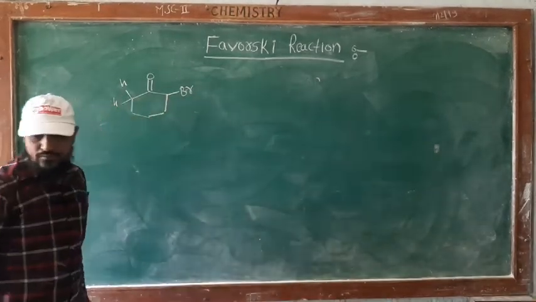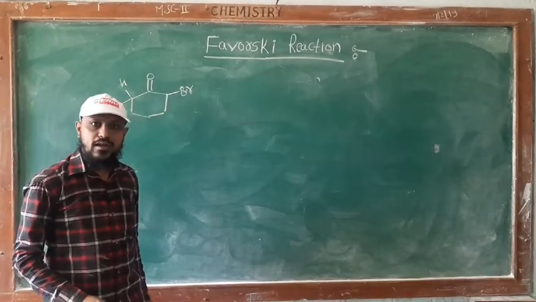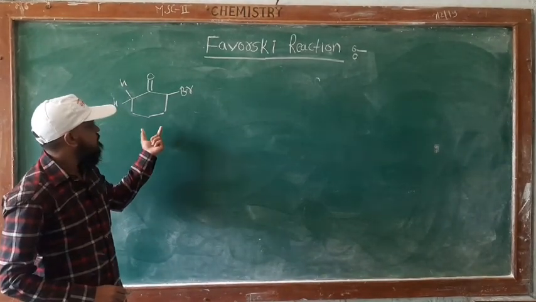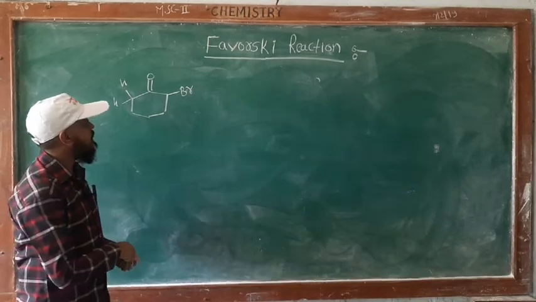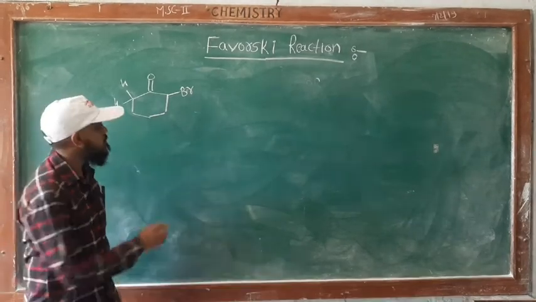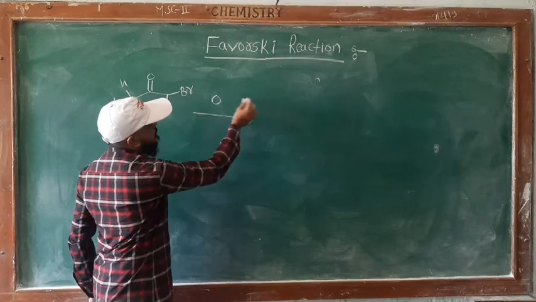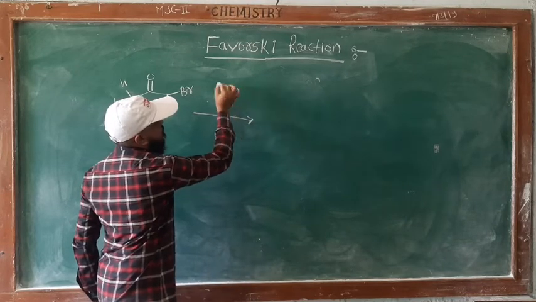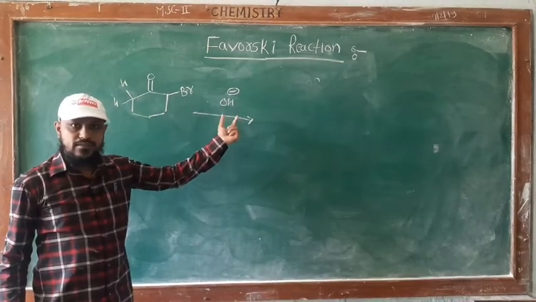So firstly we will use a hydroxyl base or hydroxyl reagent in the Favorskii reaction. We know that this is the substrate molecule of the Favorskii reaction, called alpha haloketone. At the alpha position one halogen group is present, so it is called alpha haloketone. This substrate molecule firstly reacts with hydroxyl ion, which is the base or reagent.